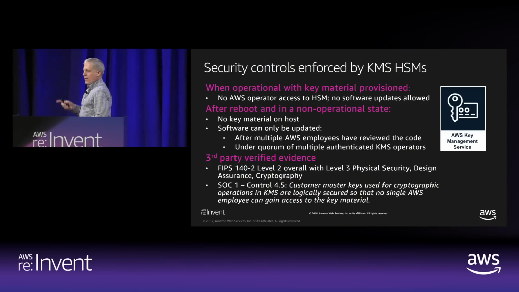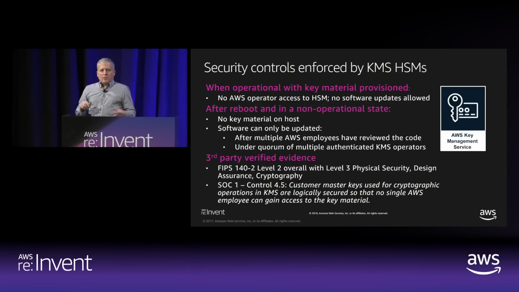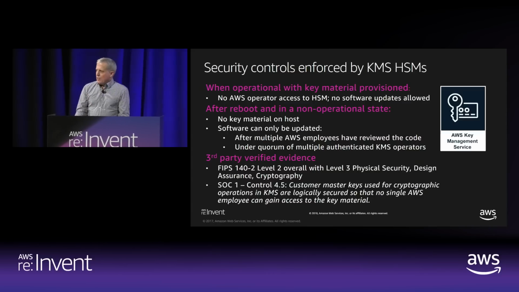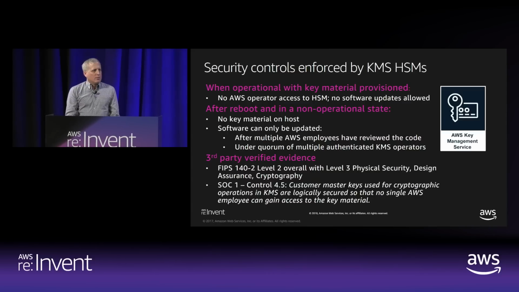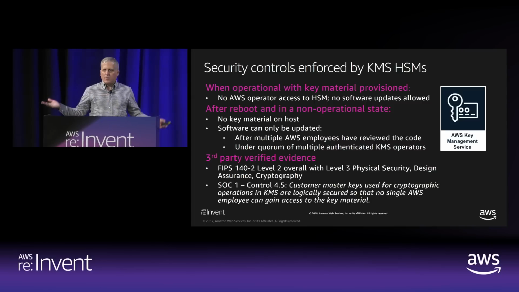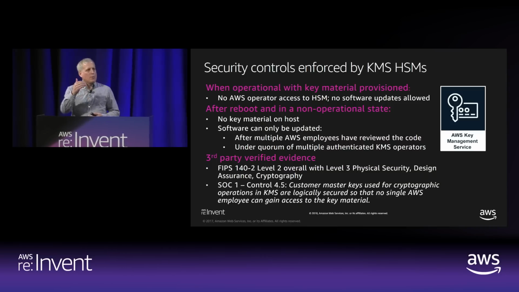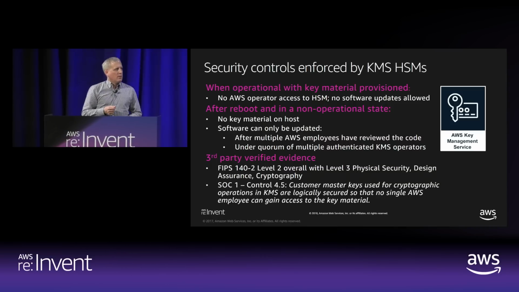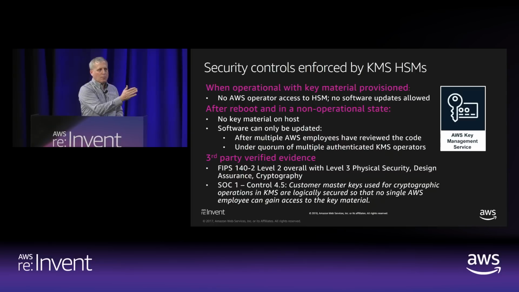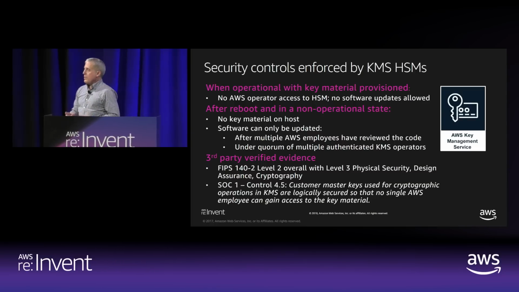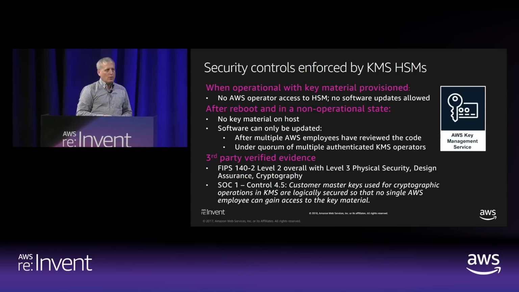Okay? The next question is, well, you have to update software. How do you do that on a running host? Well, we don't. We kill the host. And by killing the host, we wipe all the keys off the host. There is no more key material. And then we push new software to that host. And we do that one by one to make sure that we have the right set of keys to decrypt your CMK when you need it to be used.